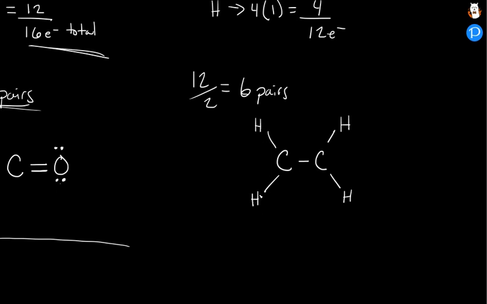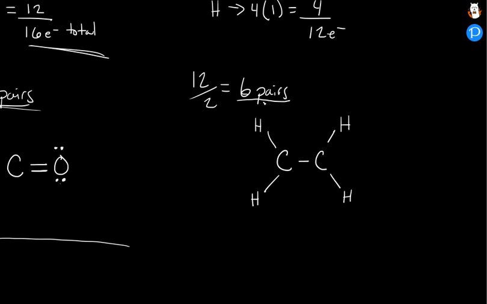Okay, so I've got a single bond between each carbon. I've got a single bond between each carbon and each hydrogen. So I'm supposed to have 6 pairs. I've got 1, 2, 3, 4, 5. So I need to put another pair somewhere. We're supposed to start adding it to the terminal atoms, except for hydrogen. Hydrogen is my terminal atom in this case, so I can't add any more electrons to those. So I have to add electrons to the central atoms.